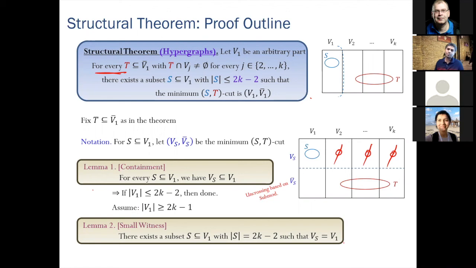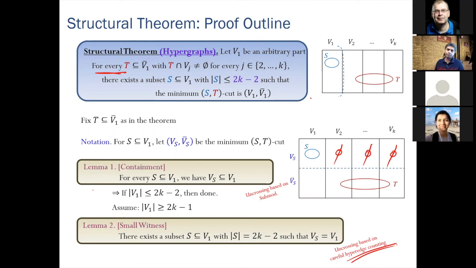But the small witness lemma is where we need to rely on the hypergraph cut function properties. The proof of the small witness lemma is also based on an uncrossing argument, but the uncrossing argument has to use more careful hyperedge counting. And we currently do not have a very simple proof of the small witness lemma. It seems like we do have to do hyperedge counting here.